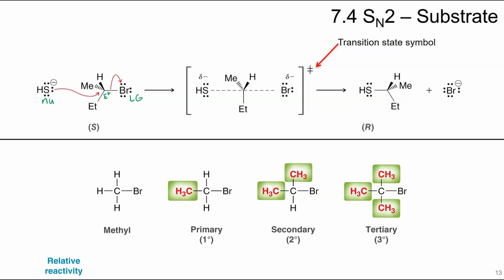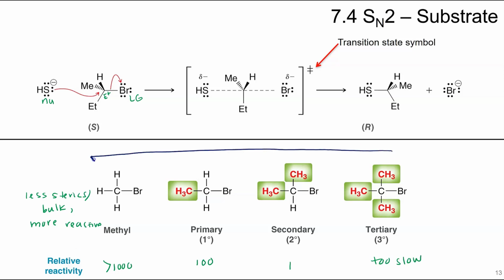So things that are reactive are things that have less sterics or less bulk. So this methyl is 1,000 times more reactive than the secondary. Primary is 100 times more reactive, and this one is too slow to measure. So this is most reactive. This is least reactive.